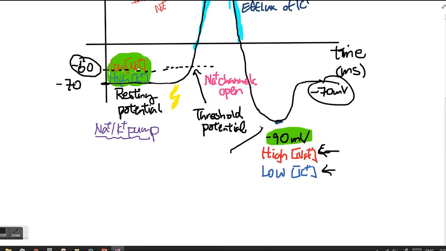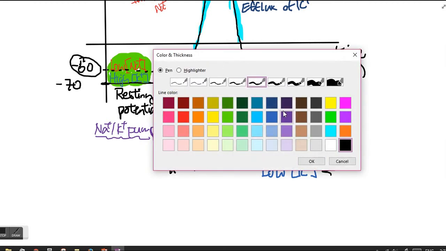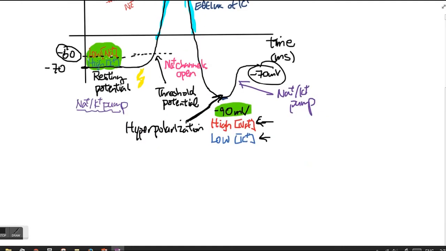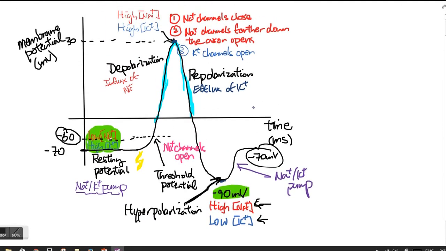So I just missed a single word here. This point where it is more negative than your resting potential is called hyperpolarization. And again, to restore it from hyperpolarization back to normal, we would need the sodium potassium pump. So that's action potential.